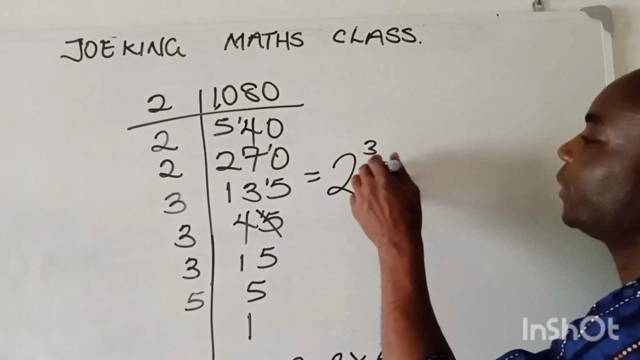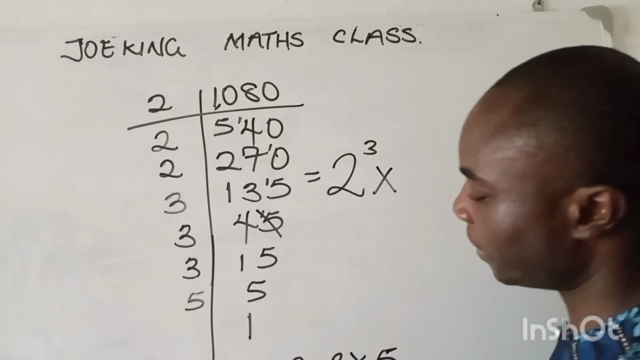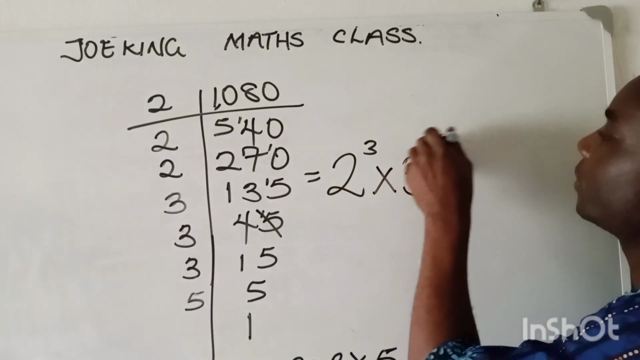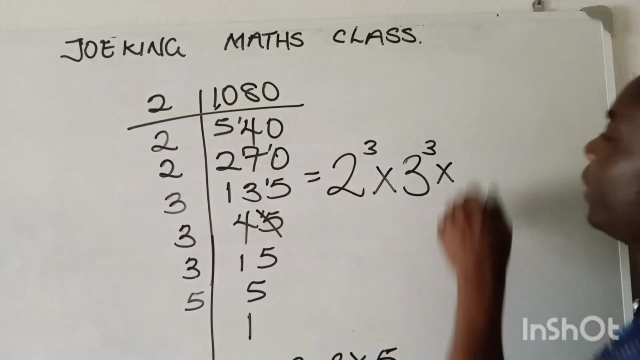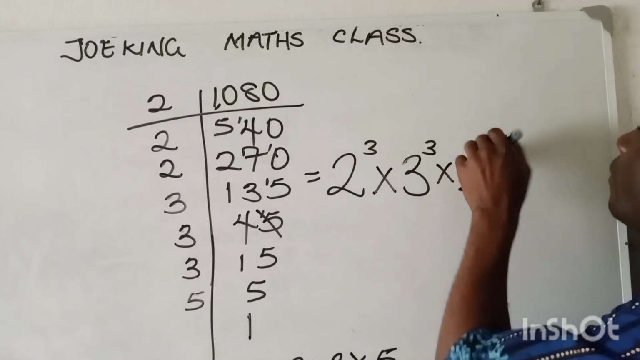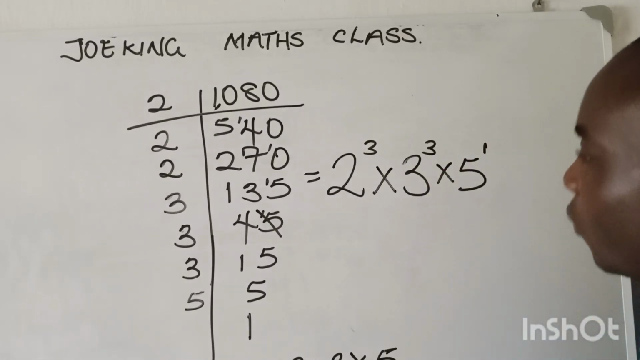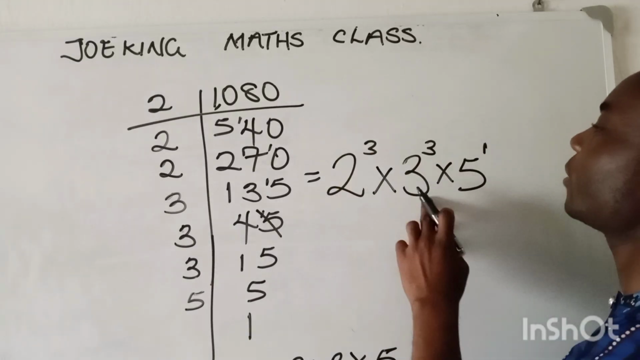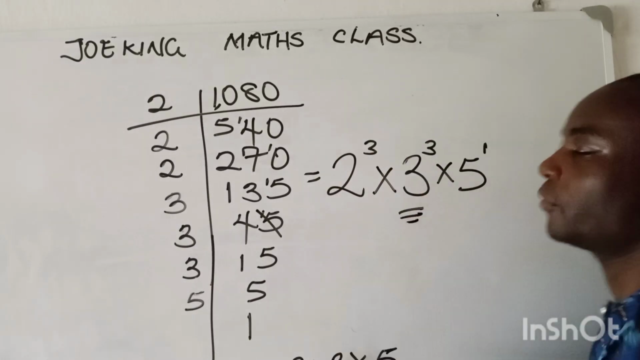Then we'll bring down the multiplication sign. Then 3 raised to the power of 3, because we have 3 times 3 times 3. All right. Then times our 5 raised to the power of 1, because we have only one 5 here. So therefore our answer is 2 raised to the power of 3 times 3 raised to the power of 3 times 5 raised to the power of 1.